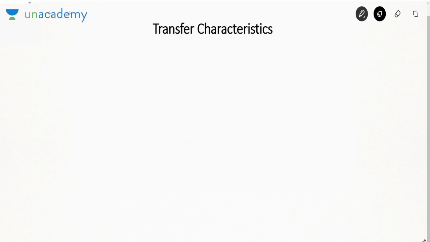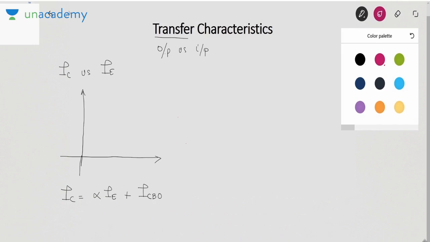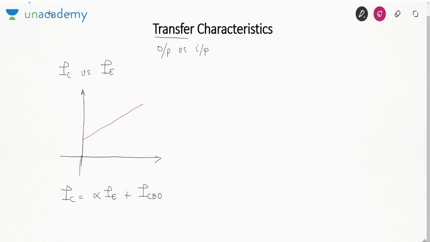Now when we talk about transfer characteristic, what does transfer characteristic mean? It means output versus input, like in case of clippers we were drawing. So in transfer characteristic, we have two characteristics in this case, IC versus IE. Collector current was output current and emitter current was input current. So how do these characteristics look? We know that IC is nothing but alpha IE plus ICBO, meaning when IE is zero, the current will be ICBO. So the curve will be a straight line, the intercept on the y-axis will be ICBO, and the slope of the curve will be equal to alpha.